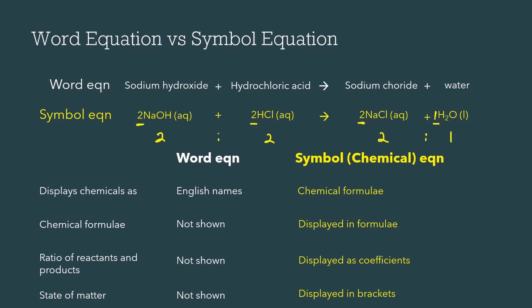Finally, word equations also do not contain information regarding the state of matter of the reactants or the products, whereas in symbol equations, this information is displayed in brackets. So (aq) means that the substance is dissolved in water, whereas (l) means that the substance is a liquid. So here we can see that sodium hydroxide is used as a solution, hydrochloric acid is used as a solution, and they both react to produce sodium chloride, which is also a solution, and it also produces liquid water.